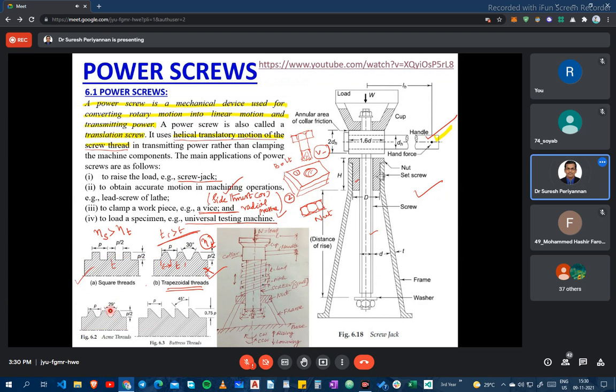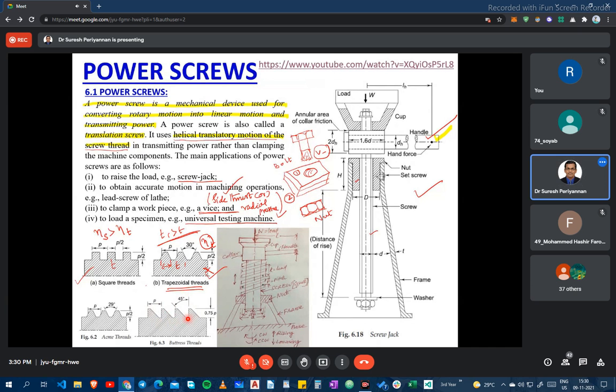For the trapezoidal thread here, the helix angle is 29 degrees, but the applications are similar. ACME thread and trapezoidal thread are both the same only. Now I come to the buttress thread. The buttress thread is a combination of square thread and trapezoidal thread. Please understand this.